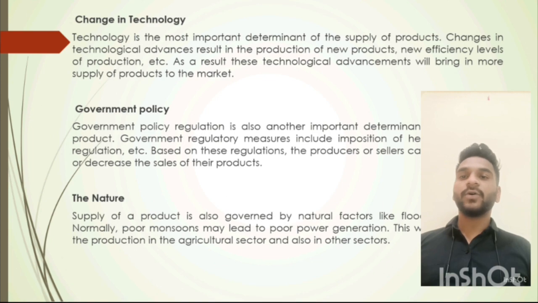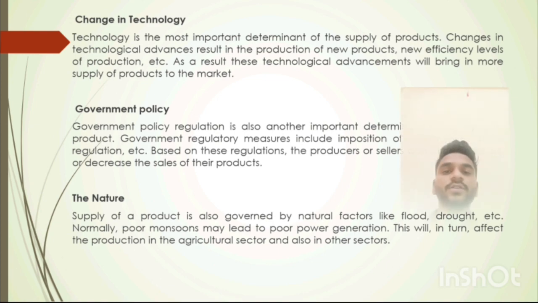After that, government policy and regulation is another important determinant of the supply of a product. Government regulatory measures include imposition of heavy taxes, price regulation, etc. Suppose for any product the government increases the taxes, it affects the supply by reducing the products. And vice versa, if the government reduces the tax, it helps the seller to supply more products in a different quantity. Last one is nature.